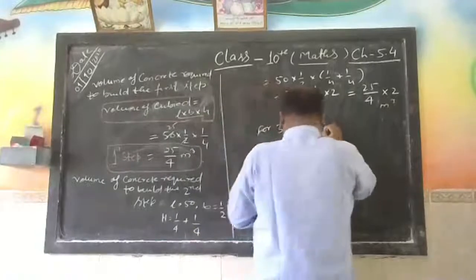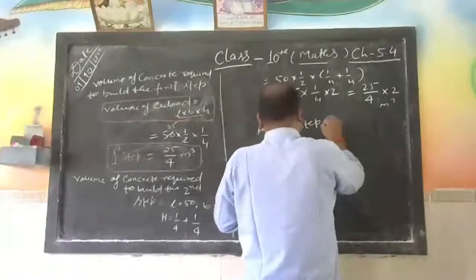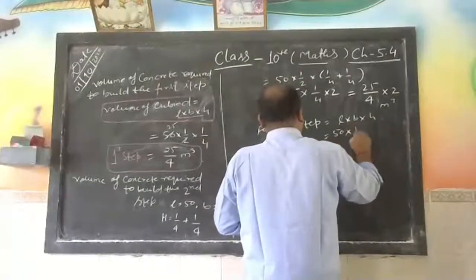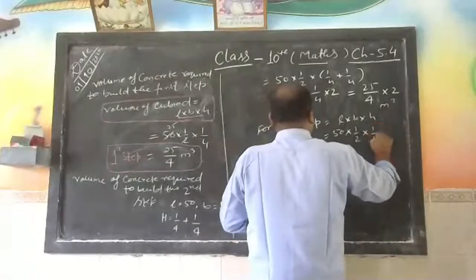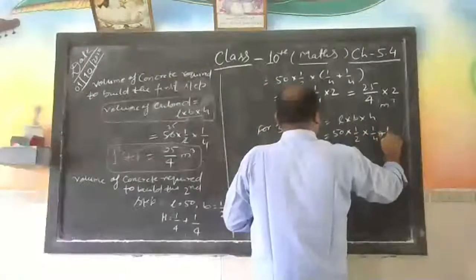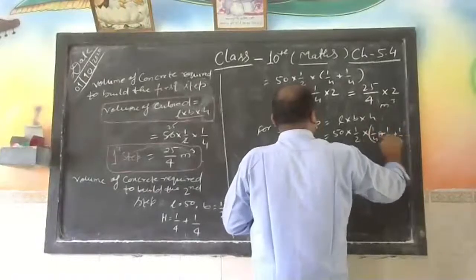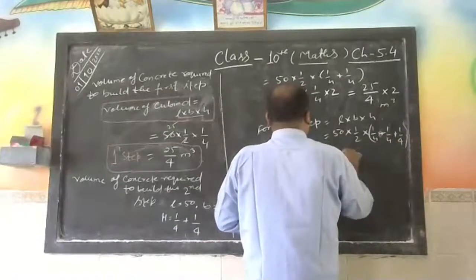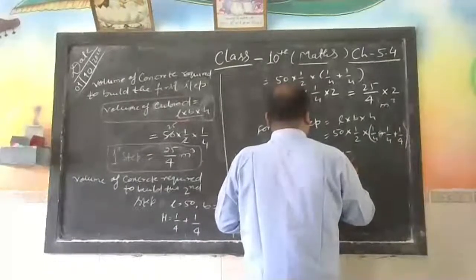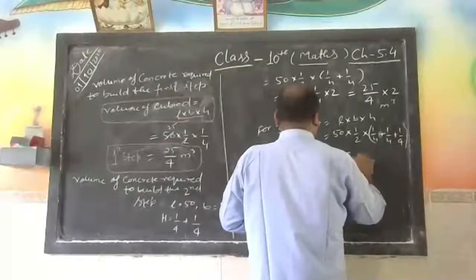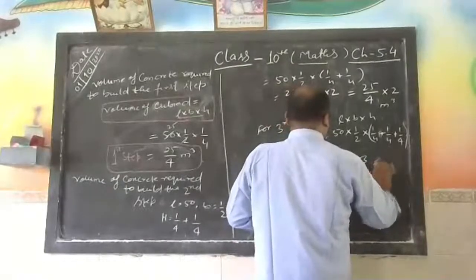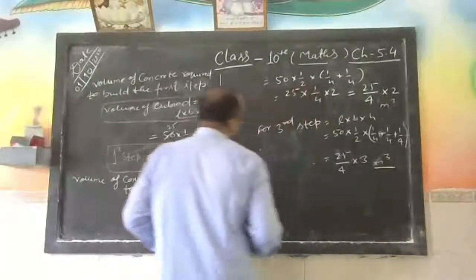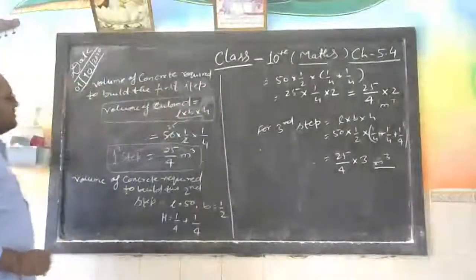Now for the third step, L into B into H, the same thing. L is 50, width is 1 upon 2, and height is 1 upon 4 plus 1 upon 4 plus 1 upon 4. That is 25 upon 4 multiplied by 3 meter cube. Clear? So in this situation you are looking here.